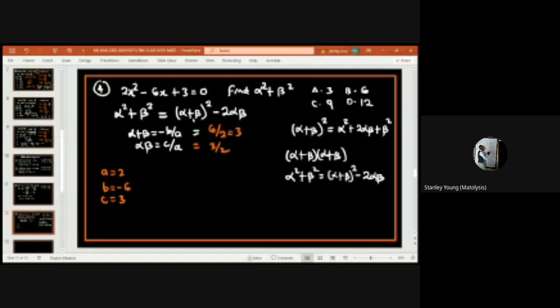Okay, so from there you can then go ahead and finish it. So this is alpha square plus beta square equals 3 square minus 2 into the bracket of 3 over 2. So that gives you 9 minus what? Minus 3. And the answer is 6. I think you got that wrong because you said you got 9.